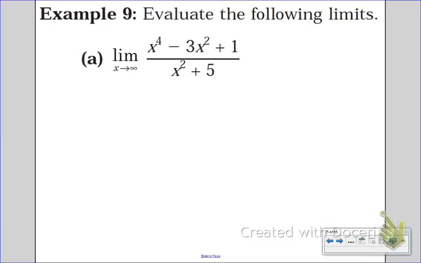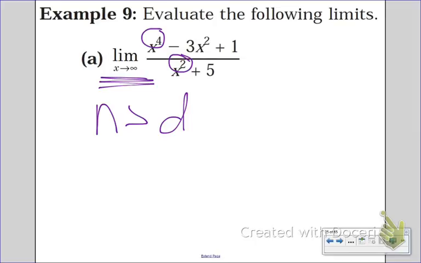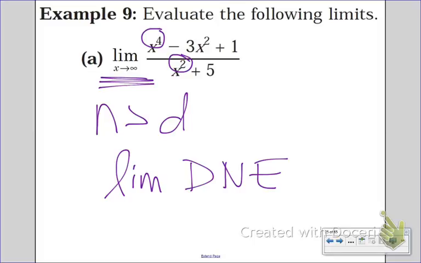All right, so using what we just talked about in the last problem, what's the limit at infinity for this function? Why, Anthony? Good. 4 is greater than 2. That means n is greater than d. So that means there is no horizontal asymptote. And because it is a limit at infinity, it's implying what are the horizontal asymptotes. So there are no horizontal asymptotes. So the limit does not exist.